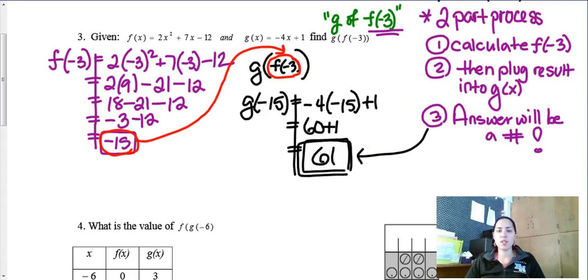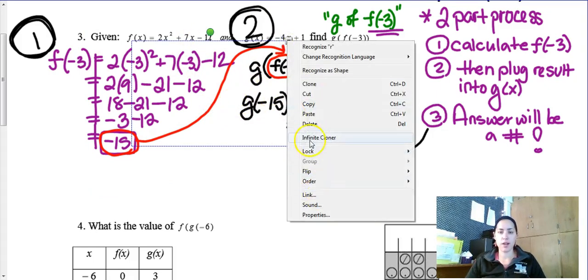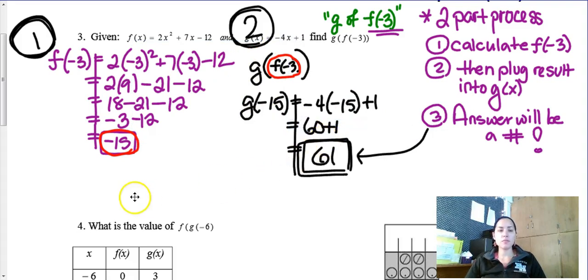So this was the two-step process. Ready? This was step 1. This was step 2. Notice, completely separate operation. Get rid of this so it doesn't distract. We actually calculated what we could first. We could actually find f of negative 3. We got that number, took that number, and then plugged it into g to finish it up.